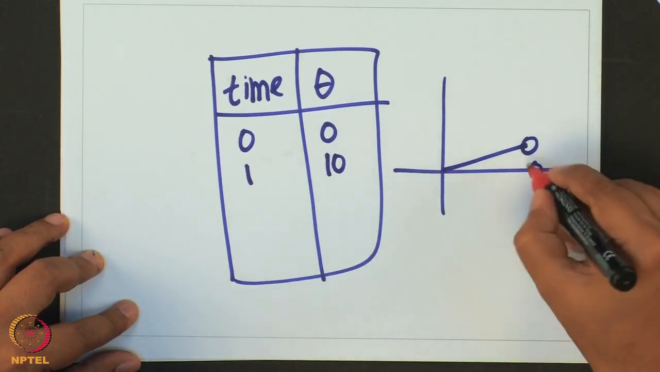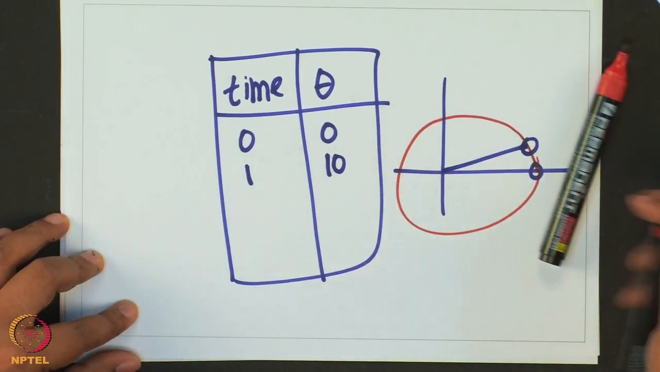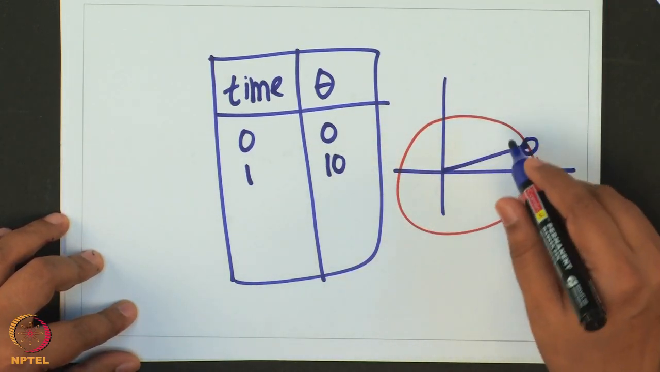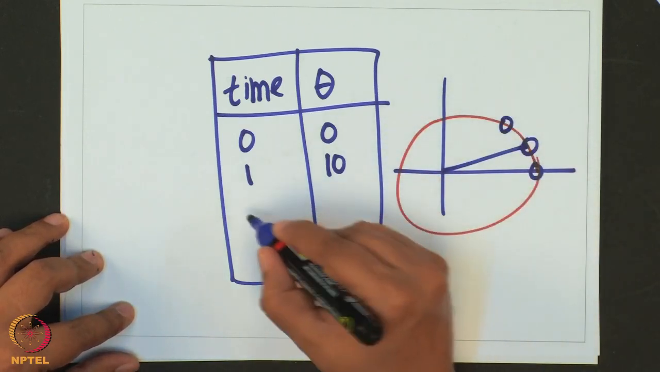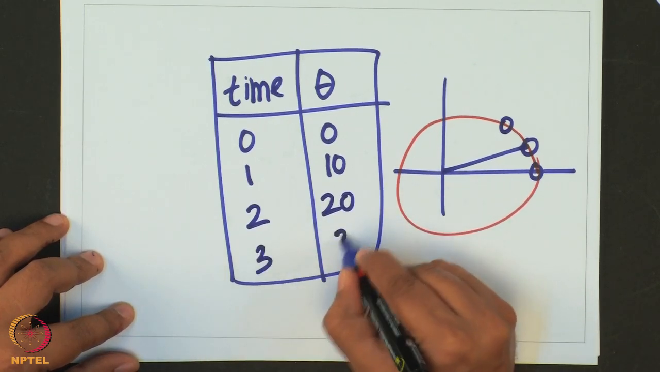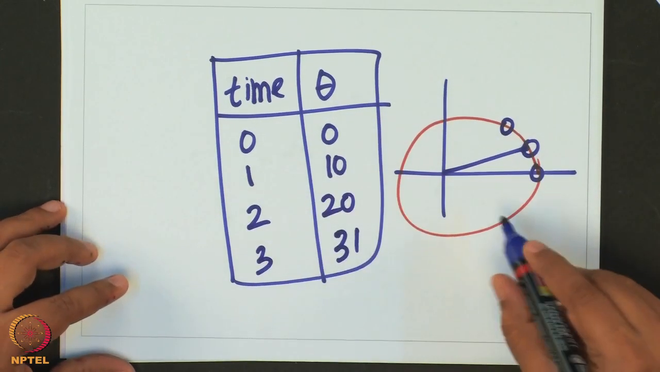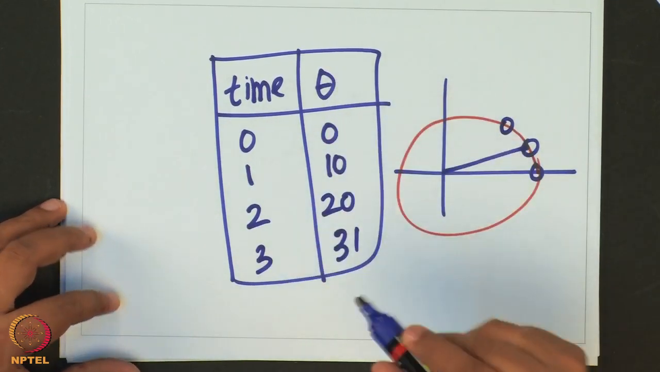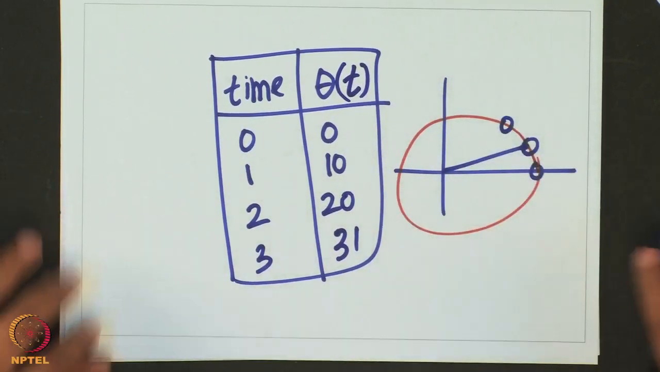If I have a nice circle, which is not nicely shown here, and I want to move along this, I could say after 2 minutes it became 20 degrees, 3 minutes 31 degrees, and so on and so forth. And this would tell you the movement along this. I just need to specify this theta variable, which is the angle as a function of time. So this is the use of polar coordinates.